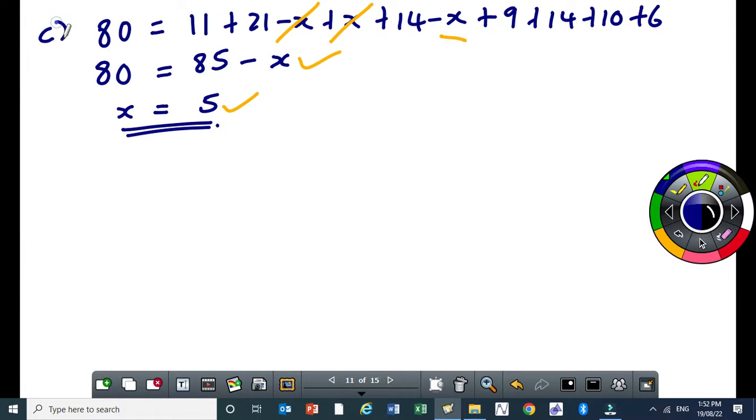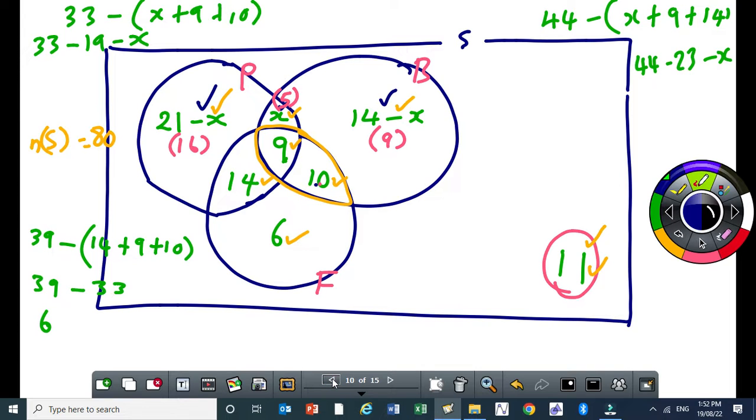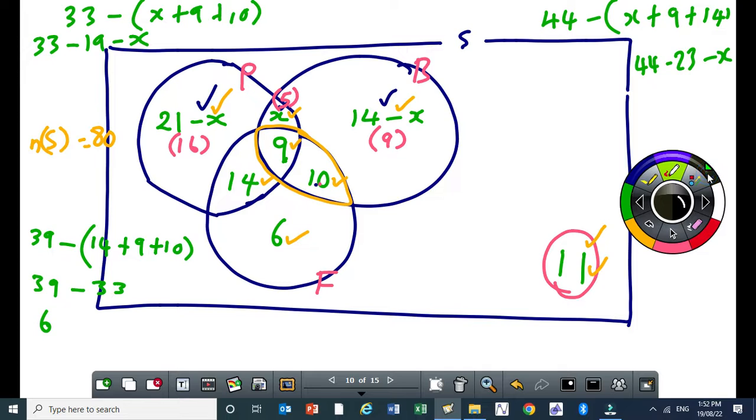So this is the solution to C. Once you get that x there, you go back to the Venn diagram. Right here, I indicated the correct values now of those elements that are in green. Where there is x here, I put 5 there in brackets. Then I subtracted the 5 from 14, I got the 9. Then I subtracted the 5 from 21, I got the 16.